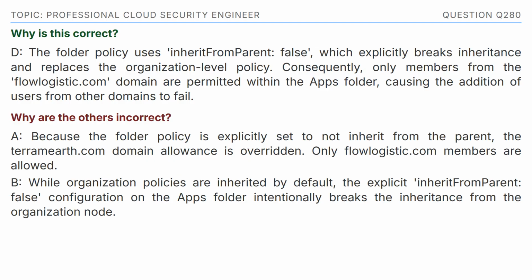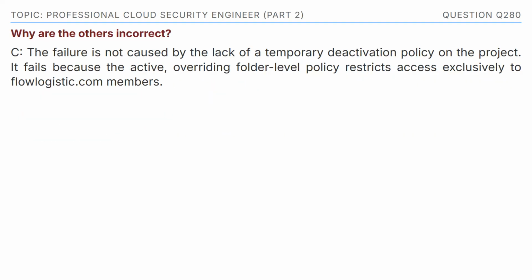B. While organization policies are inherited by default, the explicit inherit from parent, false configuration on the Apps folder intentionally breaks the inheritance from the organization node. Why are the others incorrect? C. The failure is not caused by the lack of a temporary deactivation policy on the project. It fails because the active, overriding folder-level policy restricts access exclusively to FlowLogistic.com members.